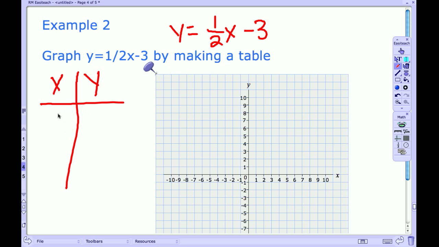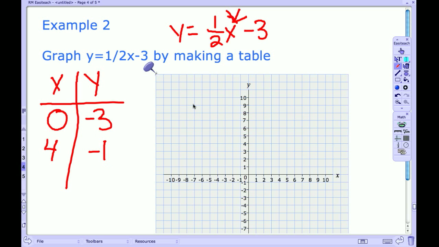If I were to put in 0 for x, that means put in 0 right here. If I put in 0 right there, this whole thing goes away because 1/2 times 0 is nothing. So y would be -3. If I were to put in a 4 for x, 1/2 of 4 is 2. 2 minus 3 is -1. So now I have the 2 points I need.